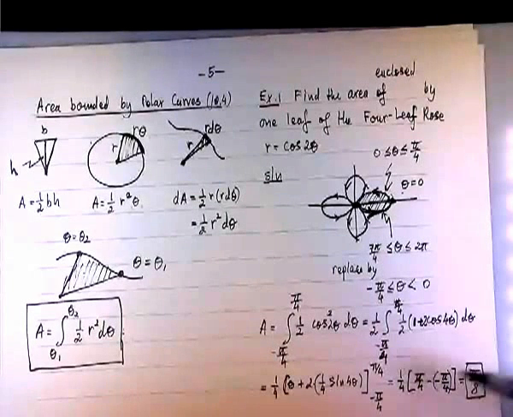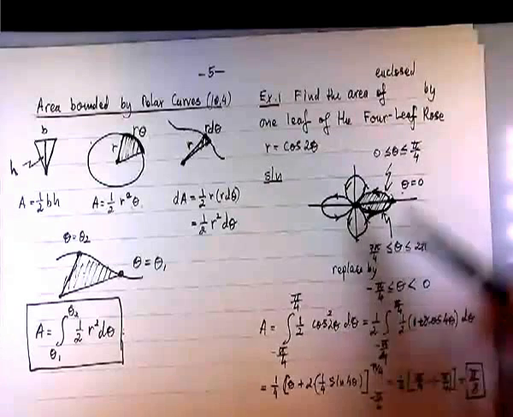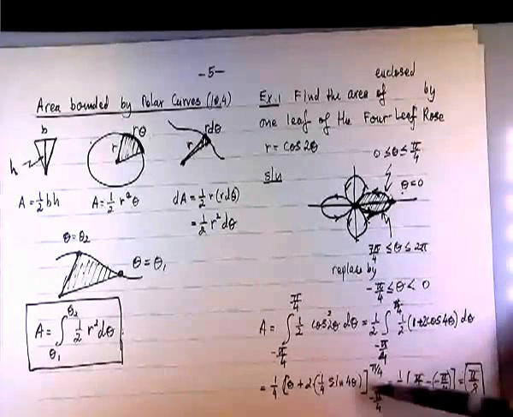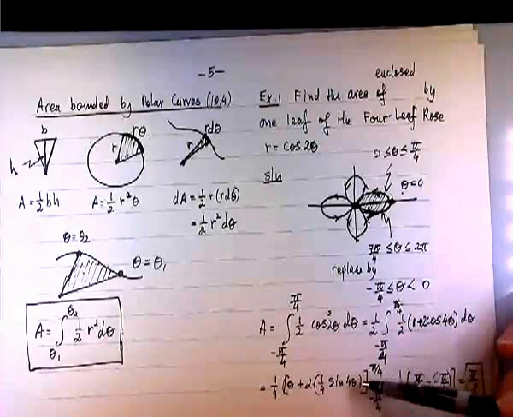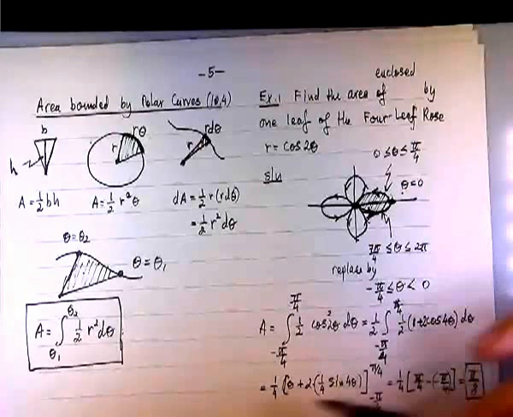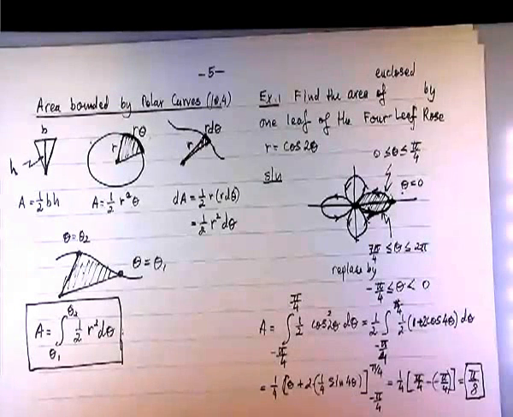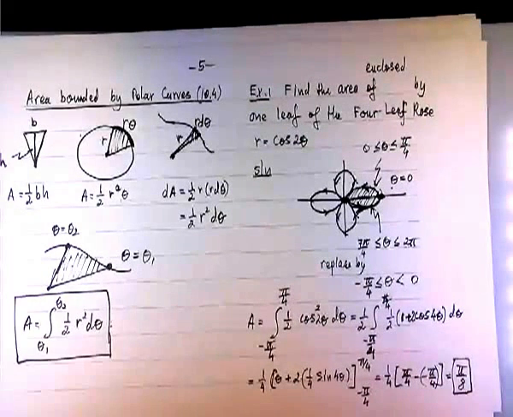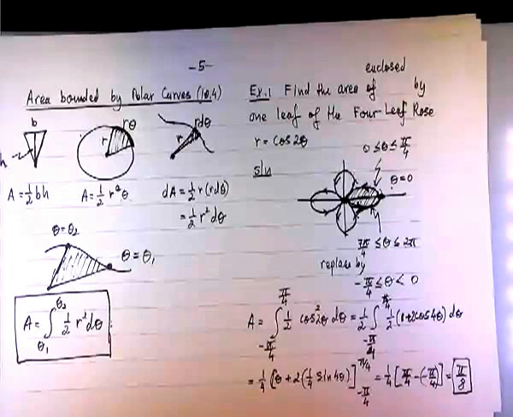Pi over 8 is one leaf, and if you want to find the area of all four, of course, it will be pi over 2. If you think about it, if you want to find the whole area, you go from 0 to 2 pi. This is the antiderivative right here. If you go from 0 to 2 pi, again, the sine will go to 0. And you end up having 1/4 times 2 pi. Well, it will be pi over 2. 1/4 times 2 pi will give you the same thing. Okay?